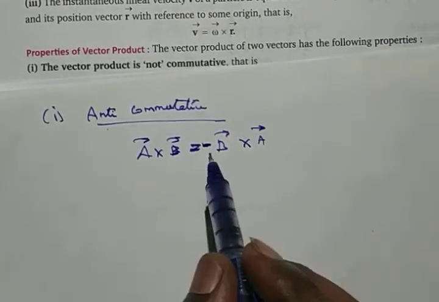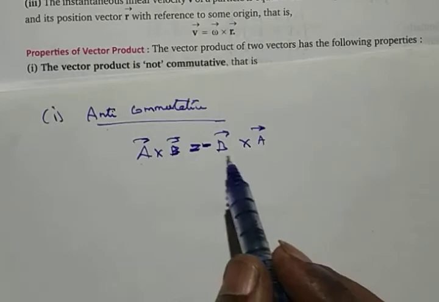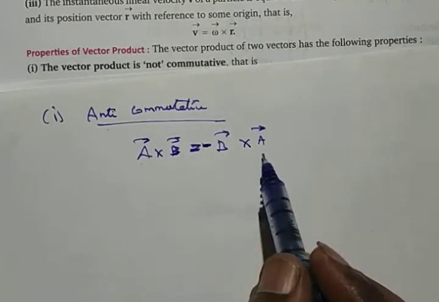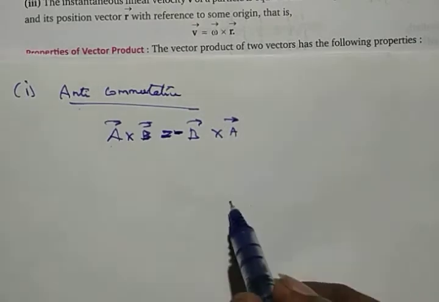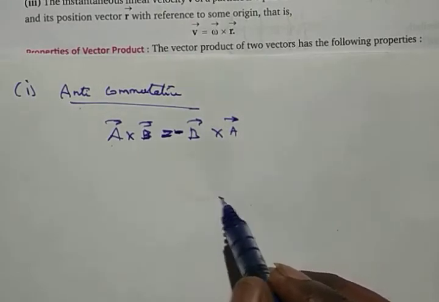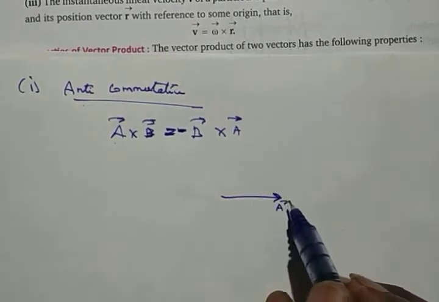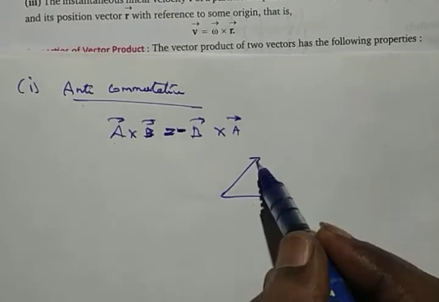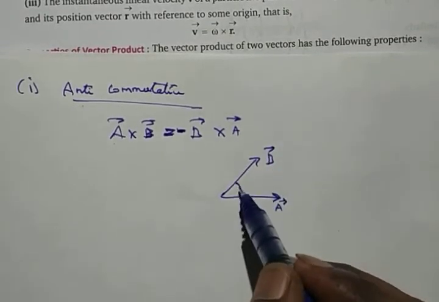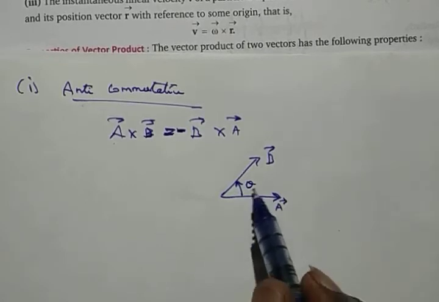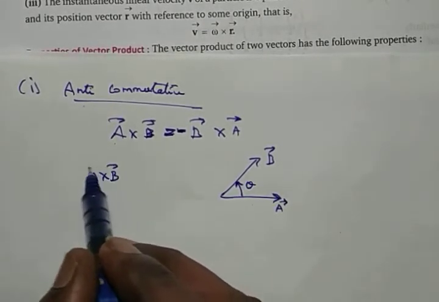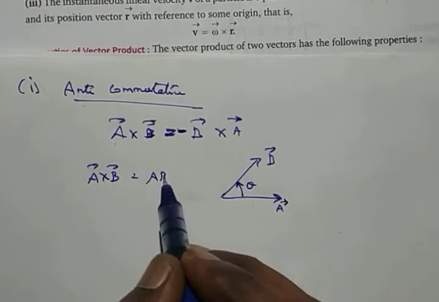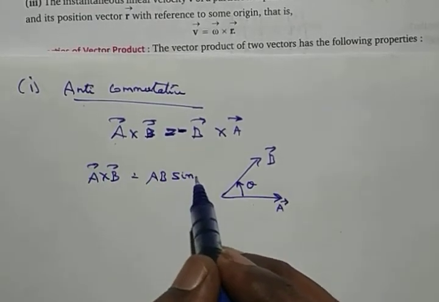There will be a minus sign. A cross B is not equal to B cross A, it is negative. How can we say it is negative? We already saw this one. When you have vector A and another vector B, and an angle theta between them, A cross B vector is going to be equal to AB sine theta.